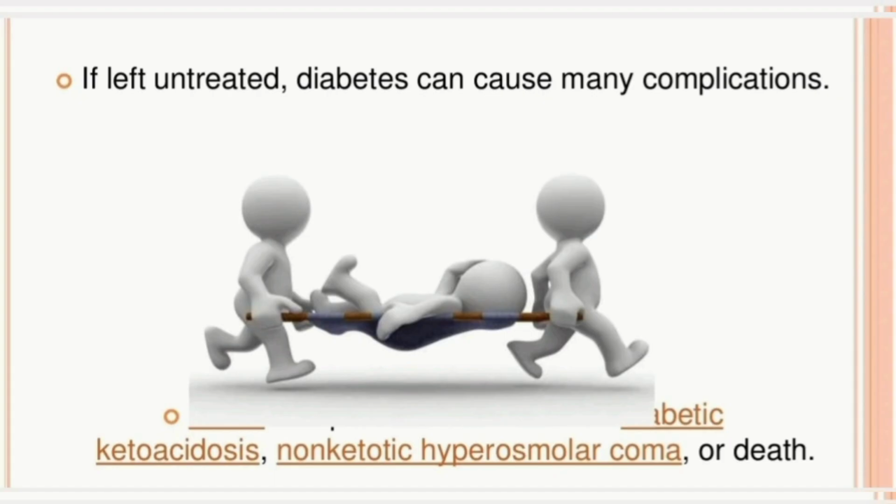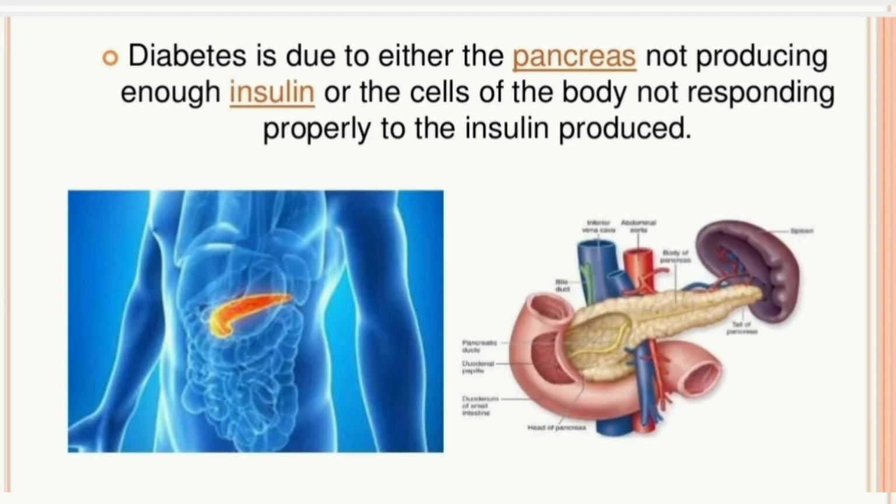If diabetes is left untreated, then it can cause many complications, including ketoacidosis. Ketoacidosis means the body breaks down its fat to form energy, which is a life-threatening condition. It can also cause non-ketotic hyperosmolar coma and even death. Diabetes is due to either the pancreas not producing enough insulin or the cells of the body not responding properly to the insulin produced. These are the two main reasons for diabetes mellitus.